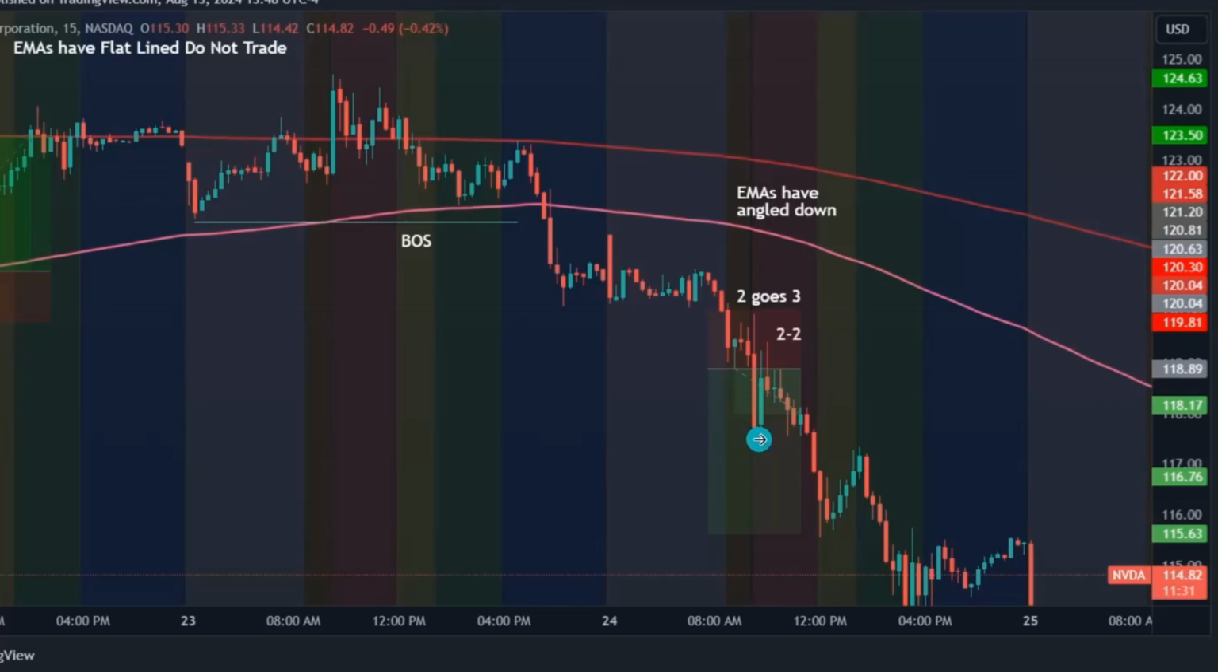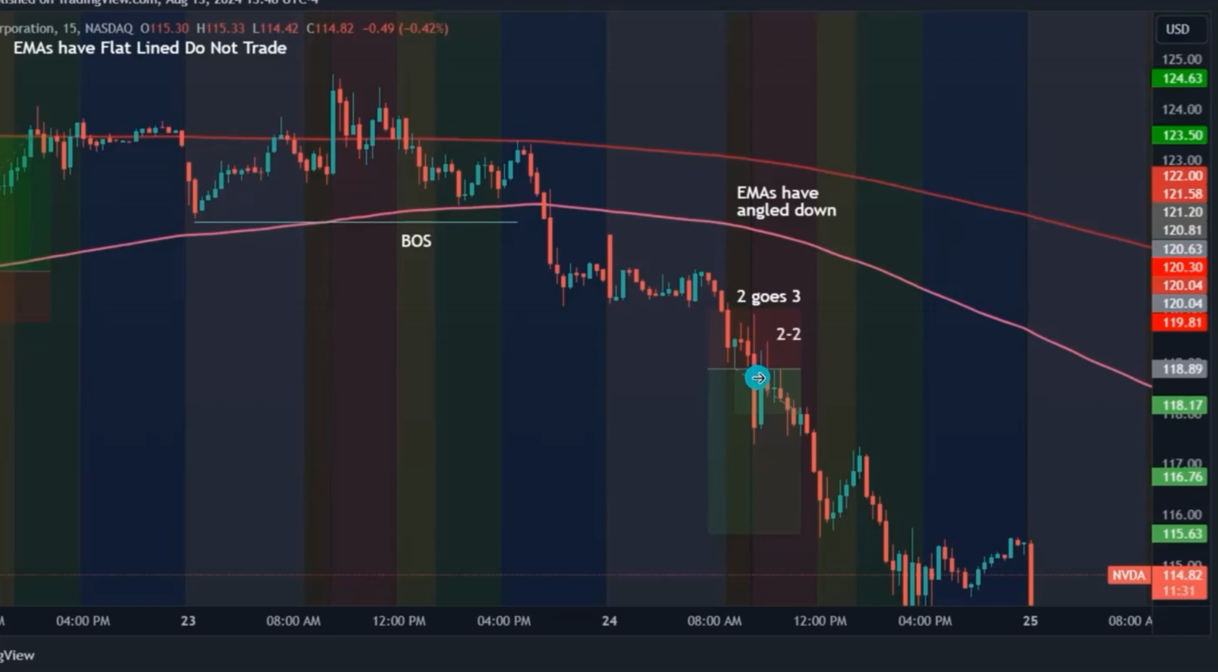Now price does retrace right back, giving us a 3, 1, and then a 2 to the upside. Now do not get faked out in this circumstance. If you get a 3, 1, 2 to the upside, that is totally out of context. We just saw that we broke structure to the downside, and we have the EMAs angled down. This would not be a bullish trade.